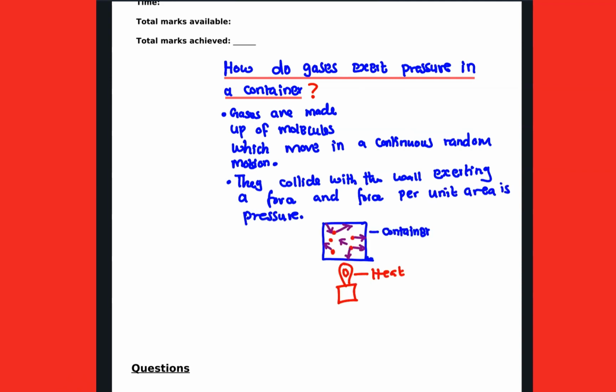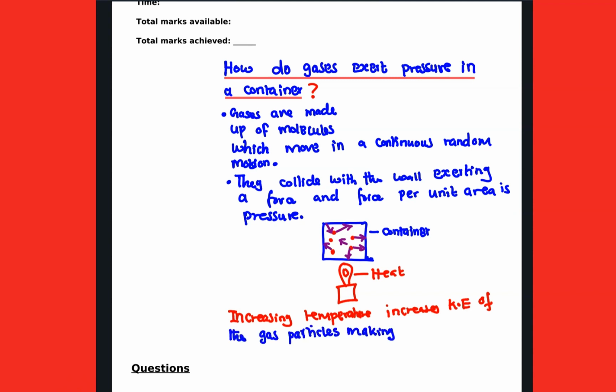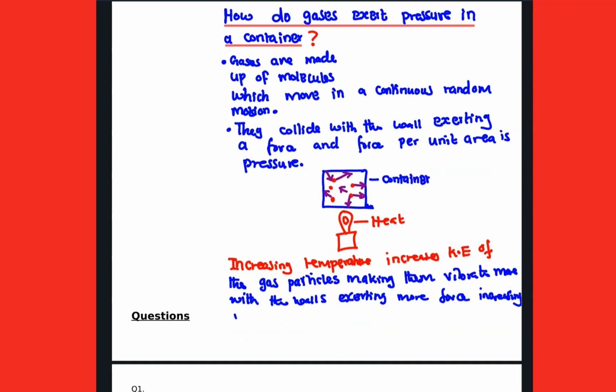Now, when heat is introduced, how does it affect the pressure in a gas? Increasing temperature increases the kinetic energy of the gas particles, making them vibrate more frequently and exerting more force, hence increasing pressure.